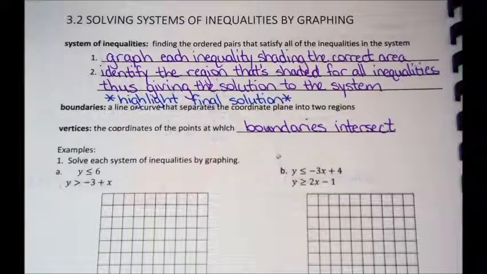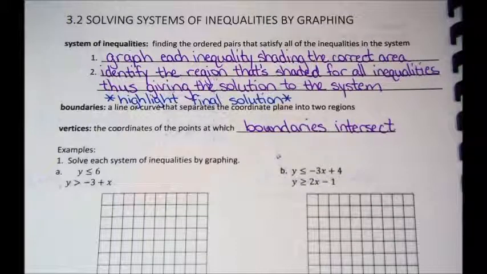Section 3.2, Solving Systems of Inequalities by Graphing. A system of inequalities is just a set of inequalities that we've already learned how to graph. To solve a system of inequalities, you're going to graph each inequality just like we've already learned in previous chapters. The difference is you're going to graph multiple inequalities on the same coordinate plane. Once you graph each inequality and shade the correct region, the region that's shaded for all inequalities is the one that you're going to highlight because that's your final solution to the system.